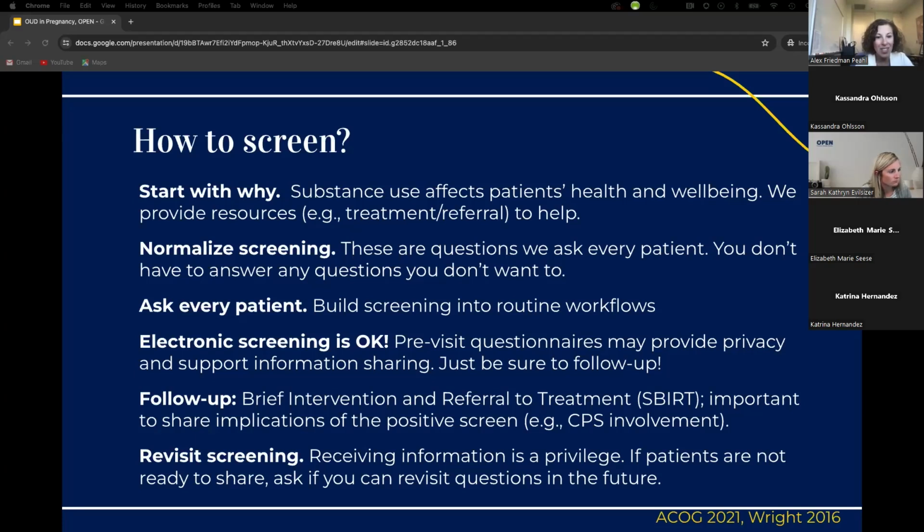Receiving information is a privilege. And if patients aren't ready to share, perhaps after future rapport building and creating that relationship, they may be willing to share with you in the future.